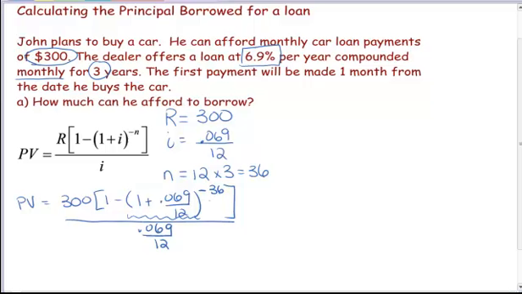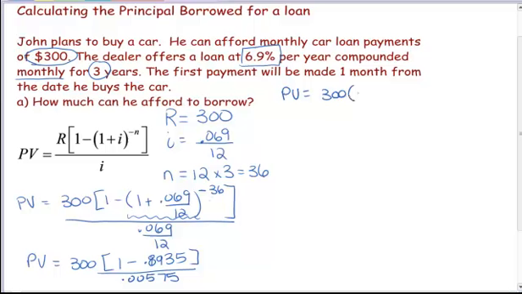So when you do that, you have the present value is equal to 300 times 1 minus 0.8135, all divided by 0.00575. So the present value is 300 times 0.1865 divided by 0.00575, and that value comes from the 0.069 divided by 12.